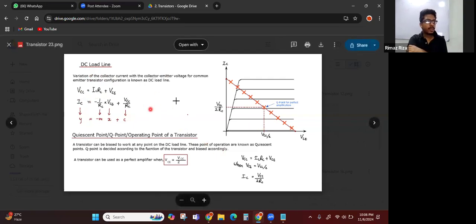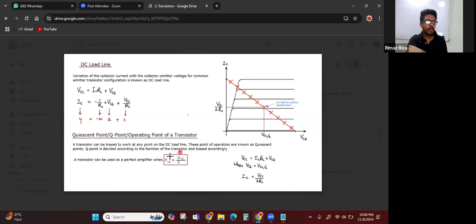VCC equals ICRC plus VCE. Quiescent point, Q point, operating point of a transistor. A transistor can be biased to work at any point on the DC load line. These points of operation are known as quiescent points. Q point is decided according to the function of a transistor and bias accordingly.